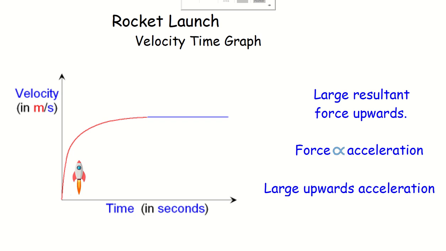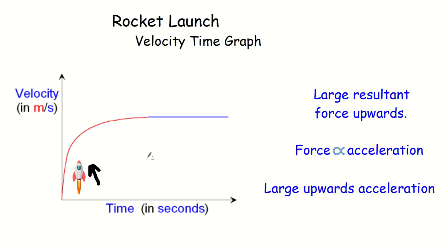So we have a rocket that's launched at time zero. The moment that it launches, we have a large resultant upwards force. We effectively just have an upwards force from the booster of the rocket. At this point, we don't have any other forces acting, so it's kind of simple in that there's an upwards force, and that's basically it.